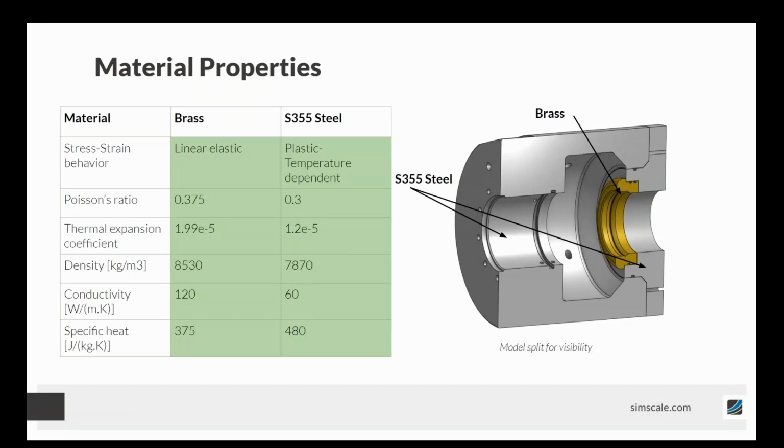So a little bit more about those materials. As I was mentioning, we've got the plastic behavior of the steel, which is temperature dependent. And then for those who are really interested, those are the densities, conductivities, and the other properties of our materials. Now we don't need to go into detail about that, but I wanted to just show you the differences between our materials that we're using. So with the stress strain behavior, we're looking at linear elastic for the brass, and for the steel we're looking at plastic temperature dependent stress strain behavior.